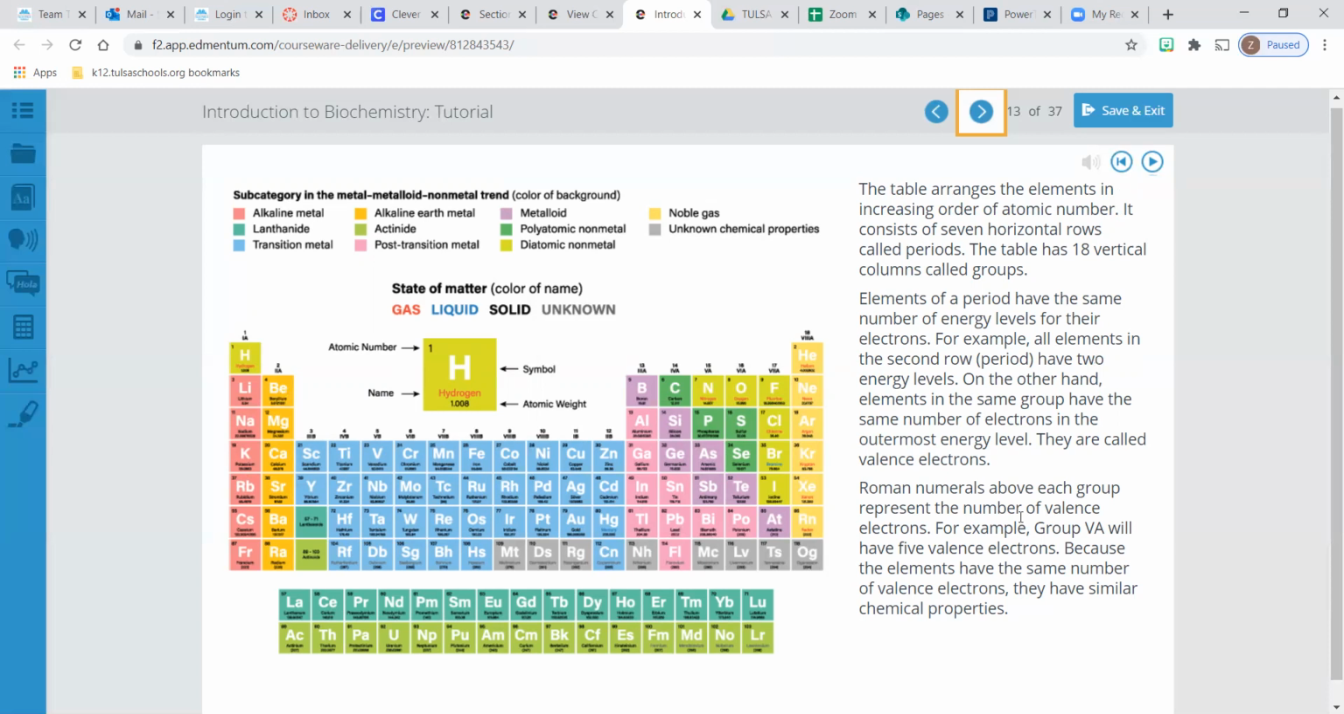But on the other hand, the elements in the same group, which is the vertical, so we have horizontal periods and vertical groups, have the same number of electrons in the outermost energy level. And these are called valence electrons. And hopefully we see a picture soon so you can remember. Roman numerals above each group represent the number of valence electrons.